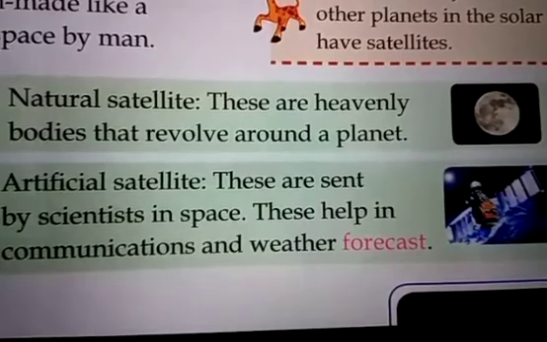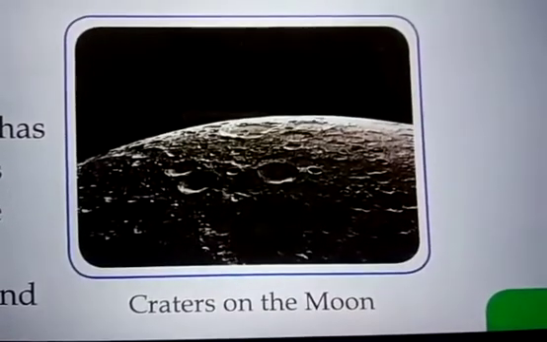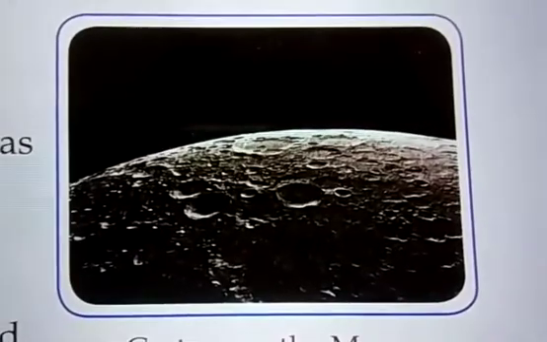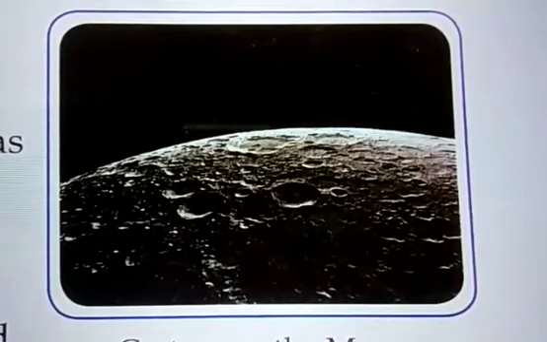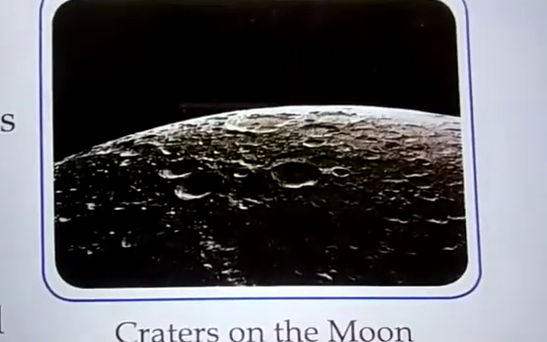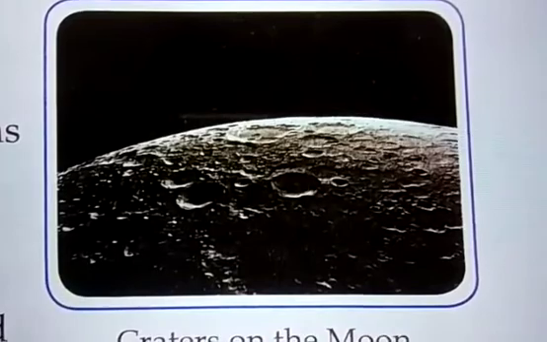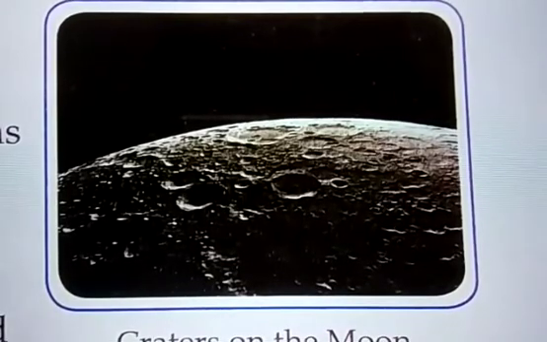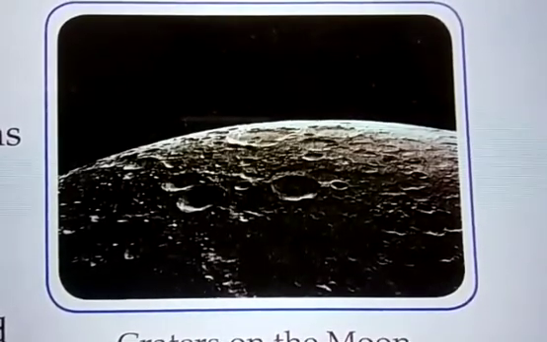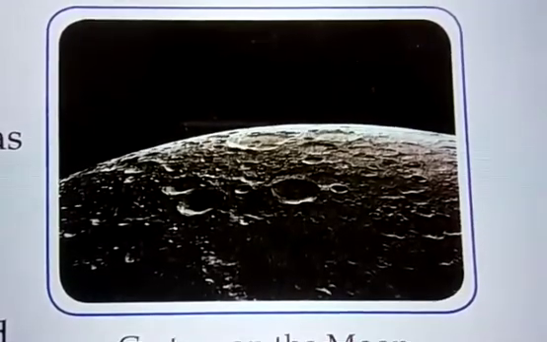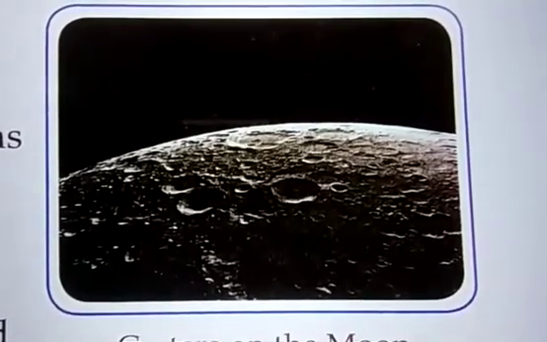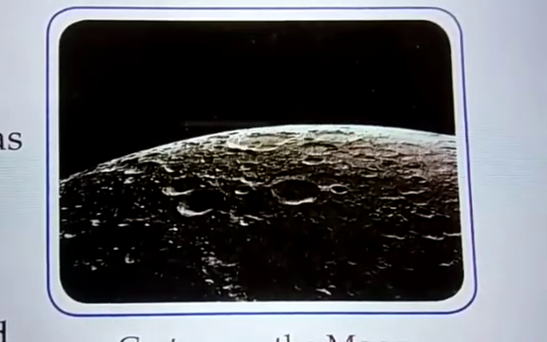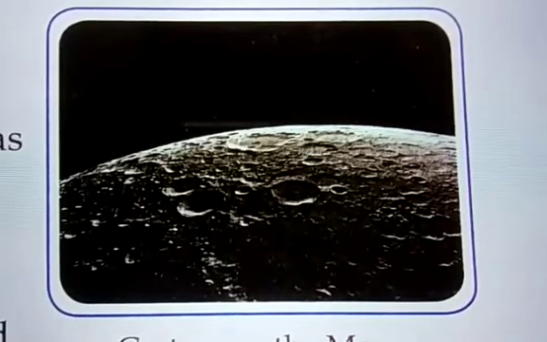Next is the moon. The moon is the natural satellite of our planet Earth. It is our closest neighbor in the sky. It has huge holes called craters on its surface. Can you see there? There are so many big holes. Actually here it is appearing very small in the picture. But actually those holes are very huge. Okay? And those huge holes on the moon's surface are called as craters. What are they known as? Craters.